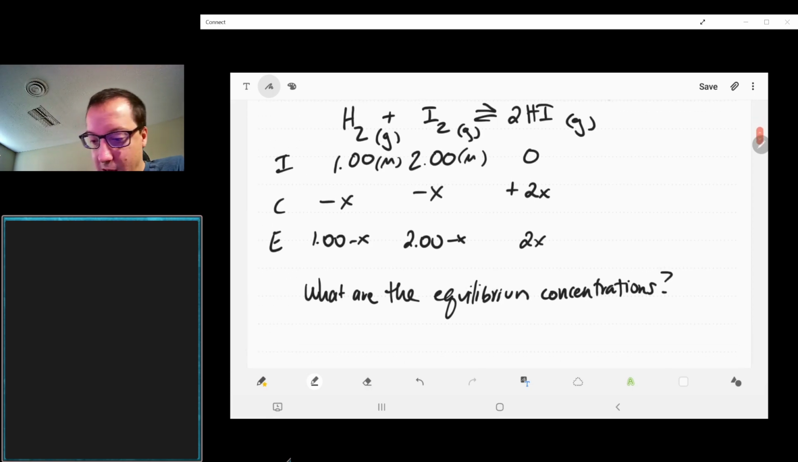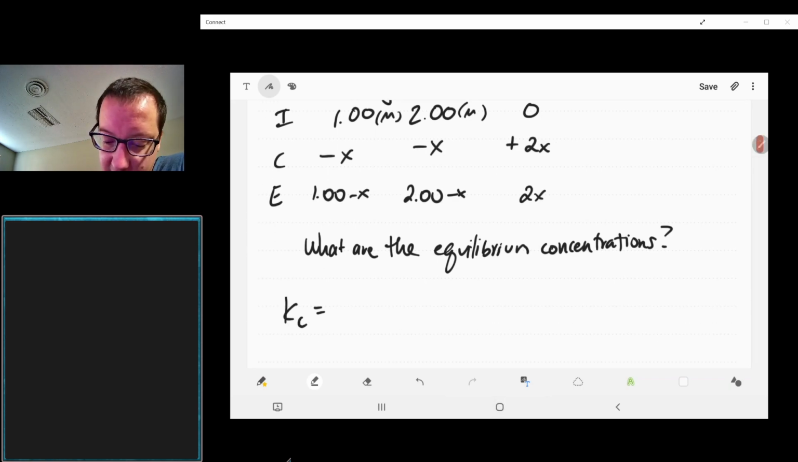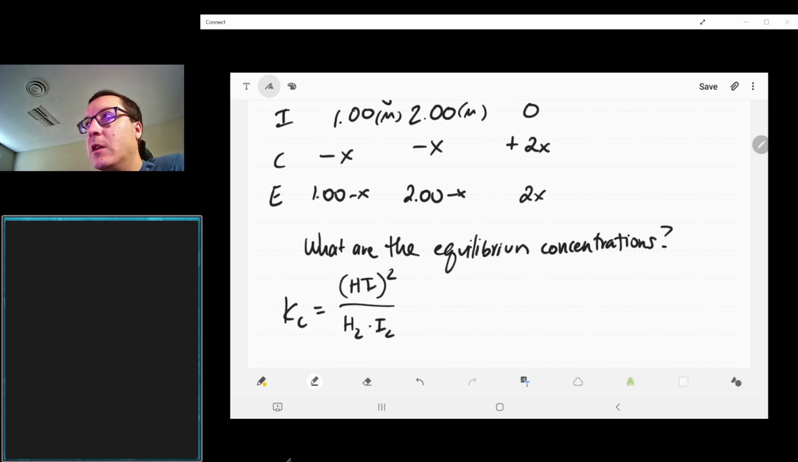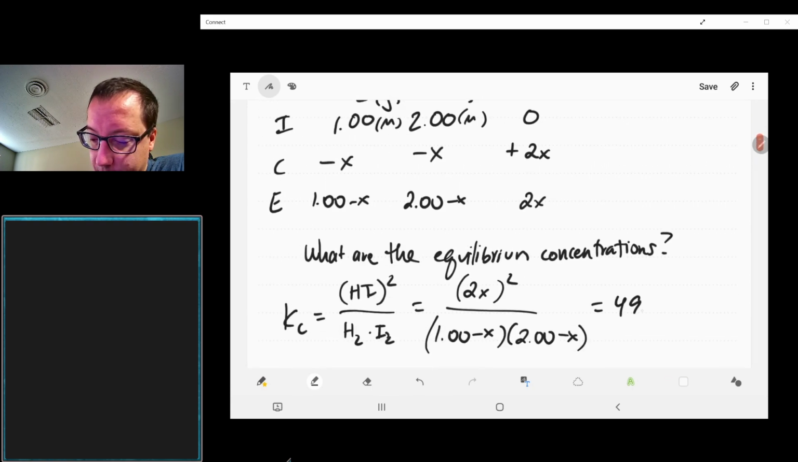If we look at this equilibrium expression, we know that Kc is going to be HI squared over H2 times I2. Concentrations of all those, I'm just ignoring the brackets for now. So that'll be 2x squared over 1 minus x times 2 minus x, and this is going to equal 49.7. How exciting.